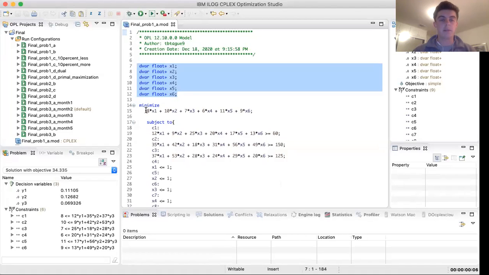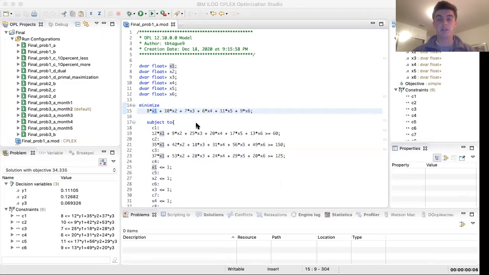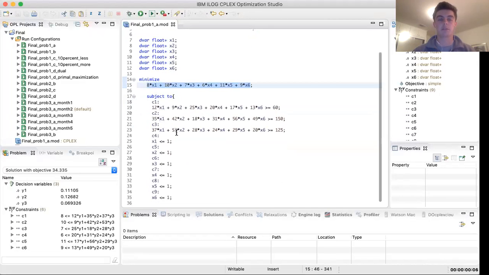We're minimizing the cost. So we're minimizing X1, which they estimate costs $8 million annually. That would be taller smokestacks in blast furnaces. X2 costs 10 million annually. So we're minimizing this, in millions, subject to some constraints.